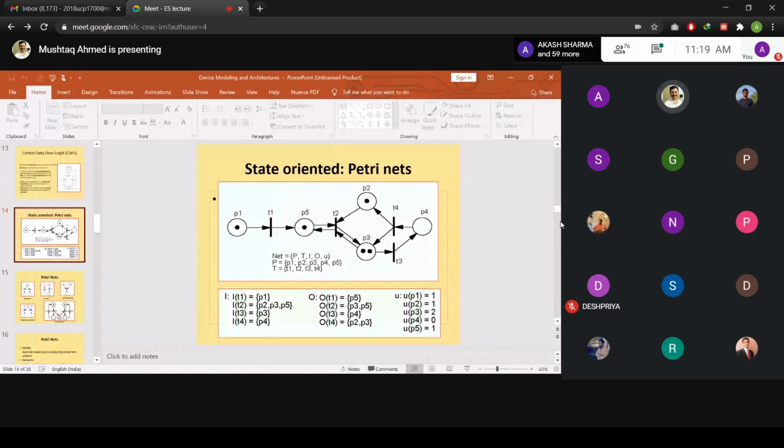Okay. Now, another is the state-oriented hierarchical concurrent FSM diagram. As here you can see, concurrency can be explained easily.